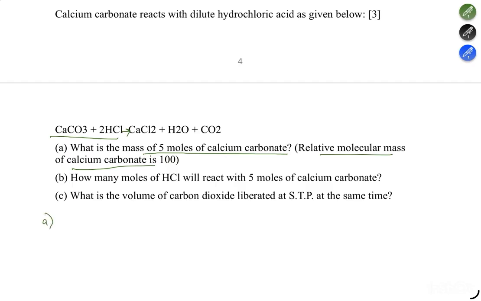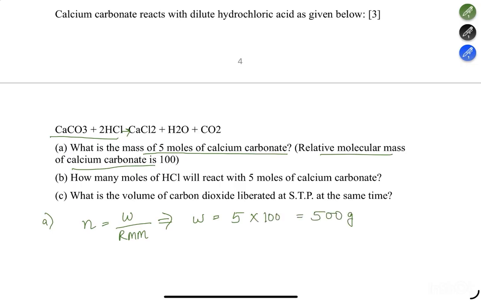We can apply directly the formula which is given. Mole is equal to the mass, which we have to calculate, by the molar mass of calcium carbonate. So I will get W is equal to 5 times 100. So the answer will be 500 grams. So this answer we got is 500 gram, and each part is of 1 mark. So this question is of 3 marks.